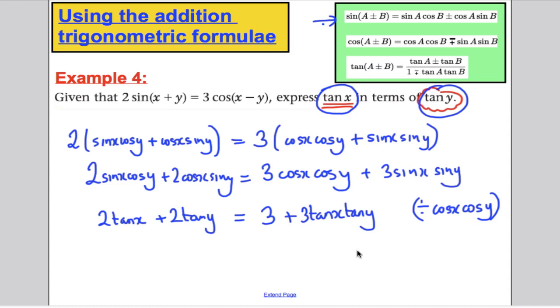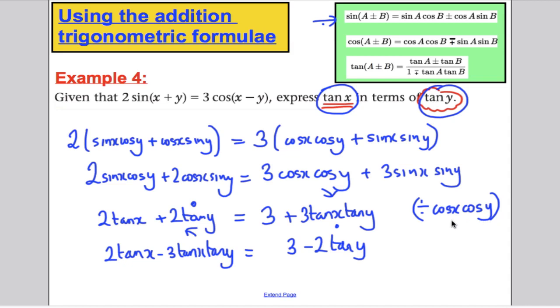Okay? Now we want everything to do with tan x on one side of the equation, so I'm going to subtract 3 tan x tan y from both sides and subtract 2 tan y from both sides. So this here is going to end up over here, and this here is going to end up over here. So I'd have 2 tan x subtract 3 tan x tan y is going to be equal to 3 subtract 2 tan y. Okay, now we want to factorise out a tan x out of this. So tan x, 2 minus 3 tan y is going to be equal to 3 minus 2 tan y.